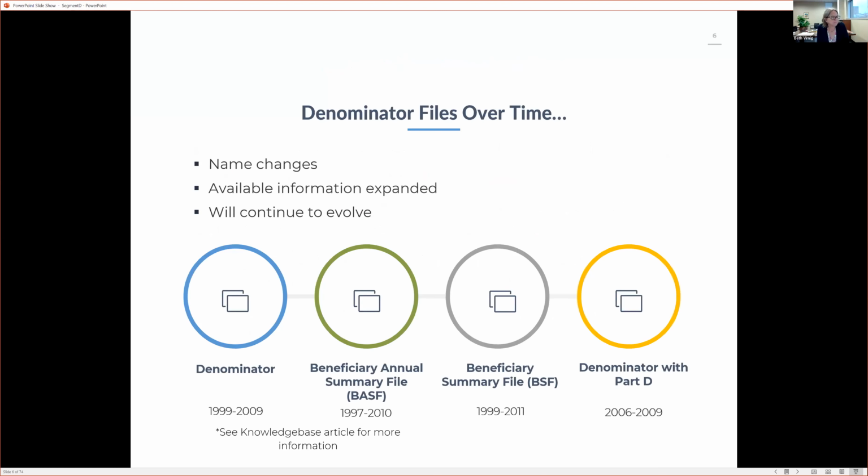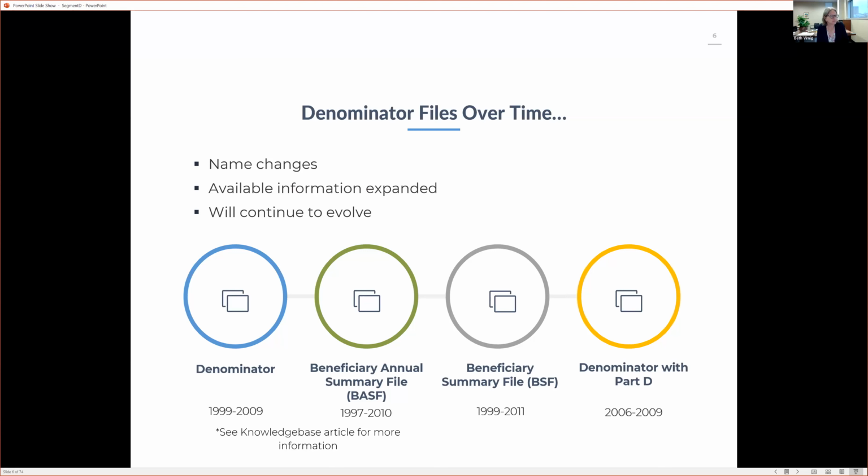Over time, this is part of the reason for the slippage. And actually the slide is wrong. When I first started using these data in the early 90s, we had the denominator file, and it was literally a file that was 69 columns wide. It was a very narrow little file. We could pull it up on a screen, look up a case, and it was really simple to work with.